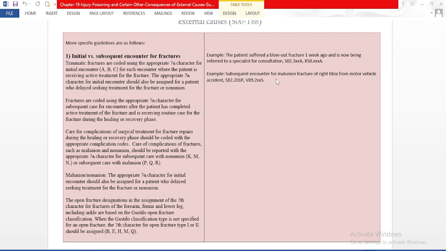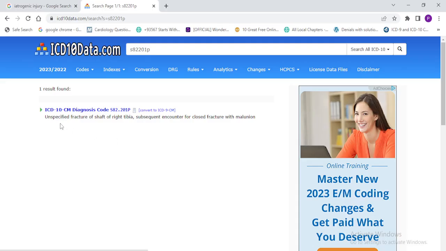Next example, subsequent encounter for malunion fracture of right tibia from motor vehicle accident. So here the patient has a subsequent encounter. Here the patient has malunion, so our seventh character differs. We will check in the code book. If you see here, unspecified fracture of shaft of right tibia, subsequent encounter for closed fracture with malunion. So here the patient has a complication of malunion, and because of that reason we need to code the seventh character as P.